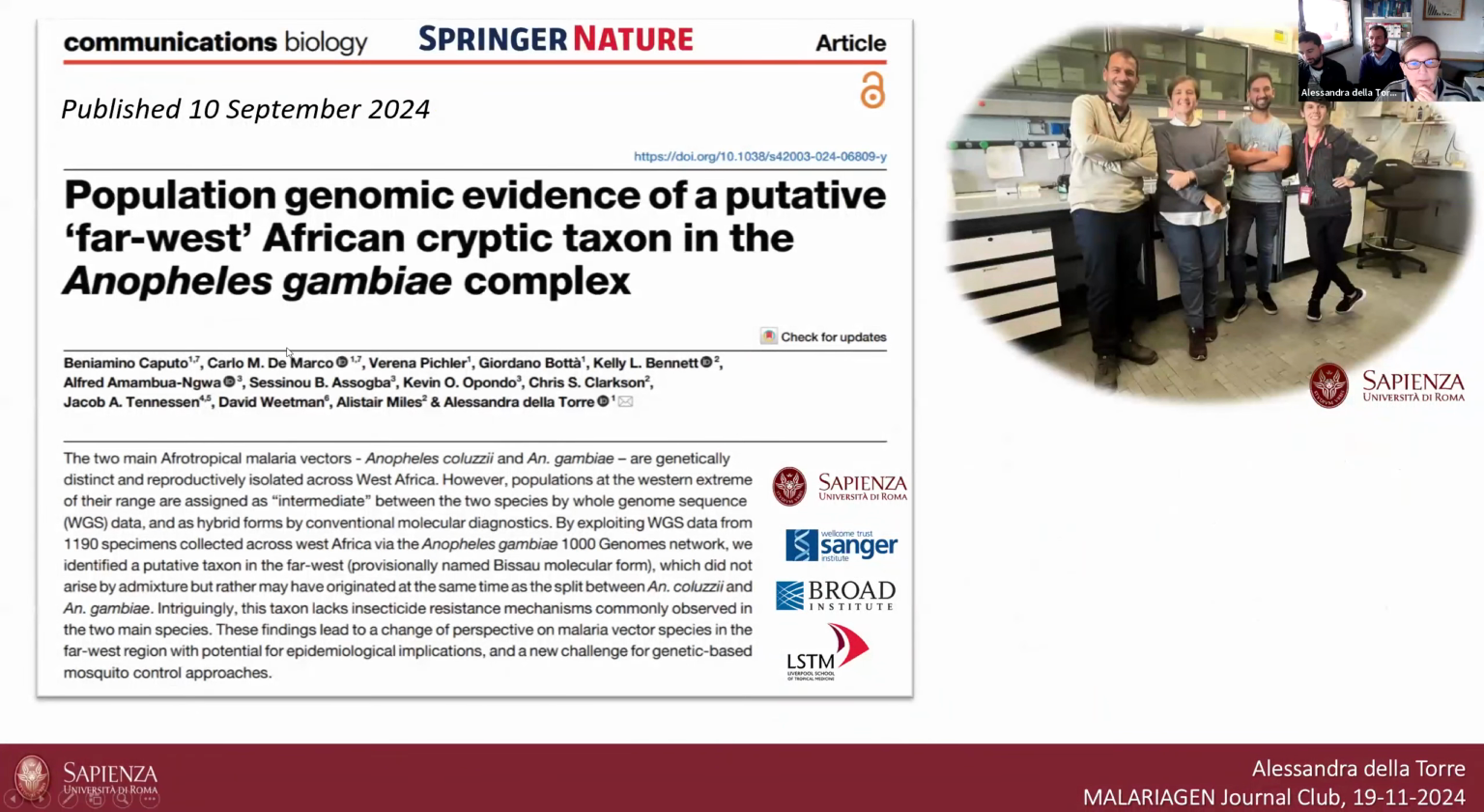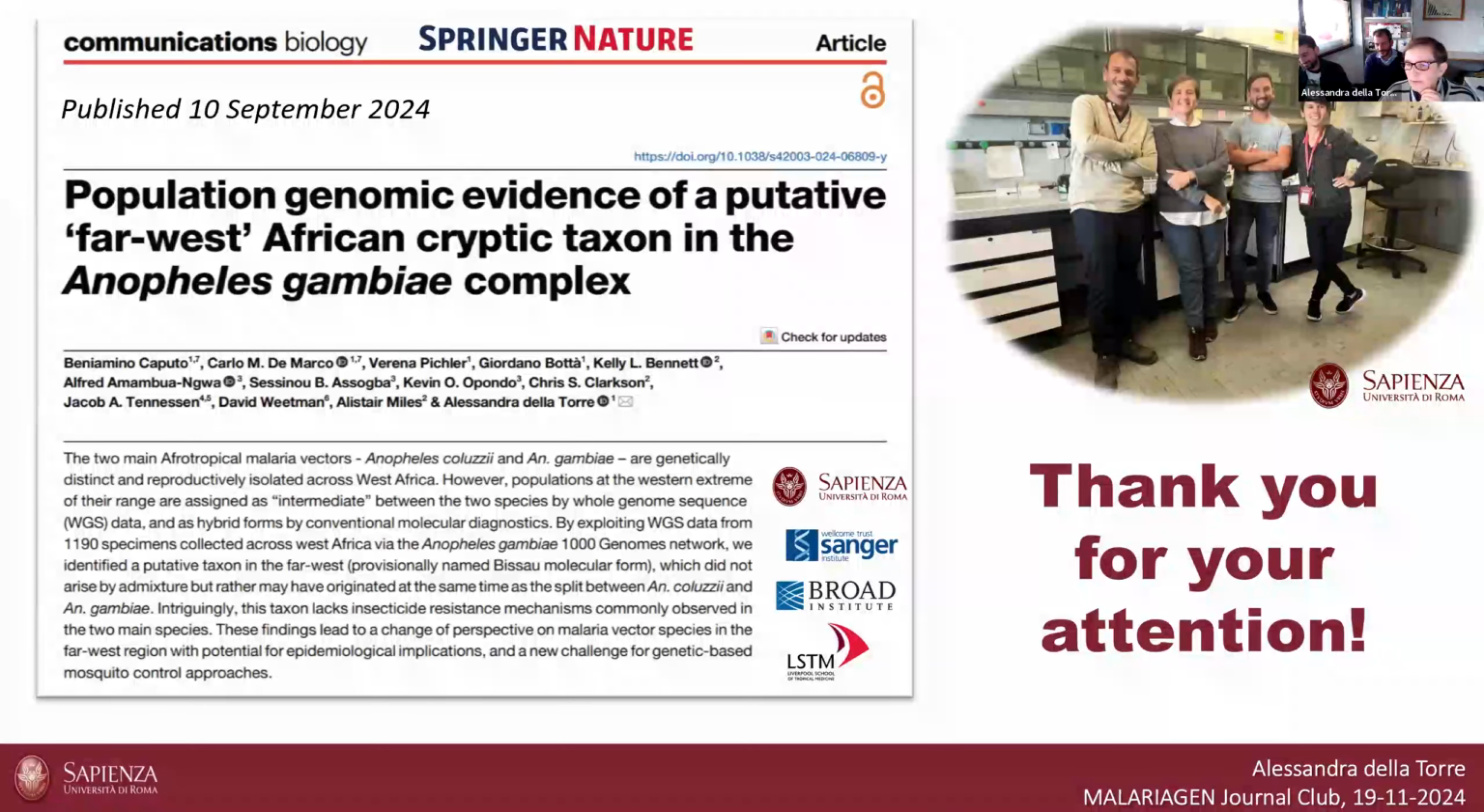This is our paper, with all the colleagues that contributed, including also Chris and Kelly from Oxford, but also Alistair, of course, and David Whitman from Liverpool School, and Jacob Tennyson from the Broad Institute, who were all instrumental for this long-standing effort that we did. It's a story that we really started a long time ago, and we are very pleased to see it eventually published. And so now I can thank you for your attention, and I leave space to the questions and to Carlo and Beniamino to answer the questions.